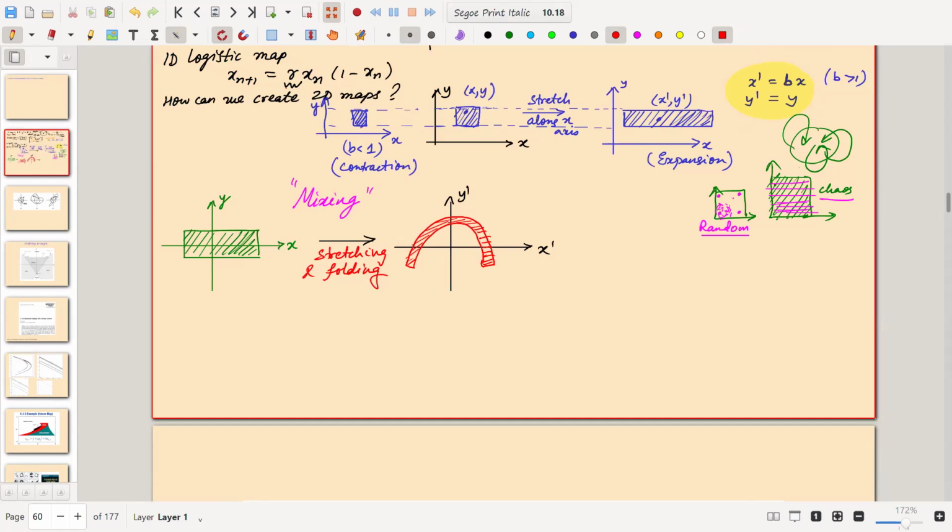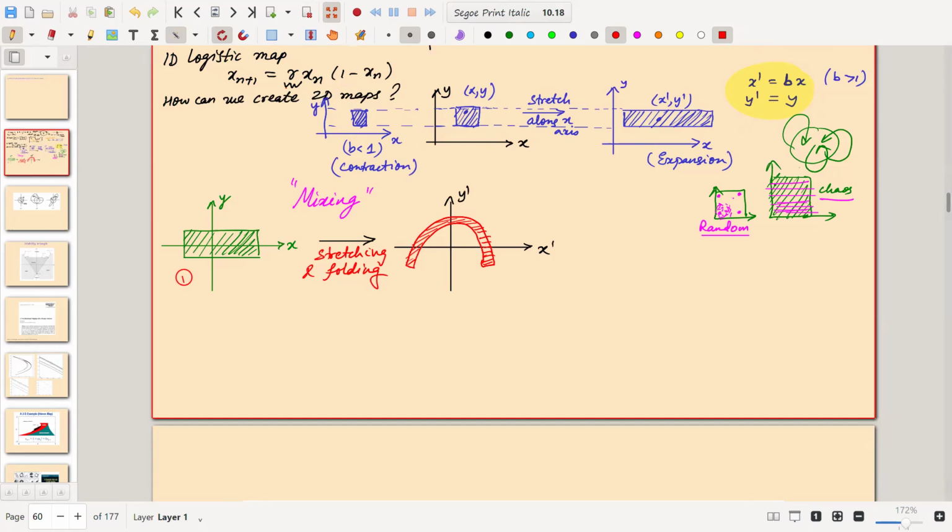I would have stretched this dough on the first step on the x-axis like this, right? So I hope you are visualizing this. So on the first step, you take the green sheet and you stretch it on the x-axis. Okay, then what you do? Then you stretch it on the y-axis, right?